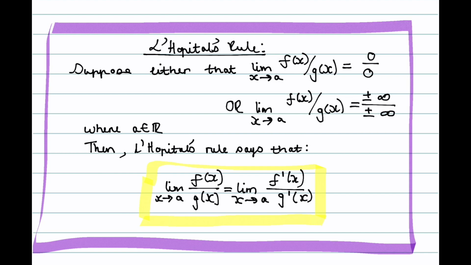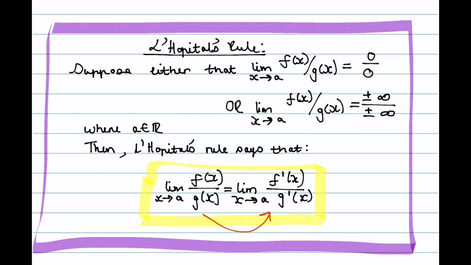So what does L'Hopital's rule actually say? Suppose either that the limit as x approaches a of f of x over g of x is equal to 0 over 0, or that this limit is equal to plus minus infinity over plus minus infinity, where a is any real number. Then L'Hopital's rule says that the limit of f of x over g of x as x approaches a is equal to the limit as x approaches a of f prime of x over g prime of x. So here, what we're doing is finding the limit by differentiating the numerator and the denominator.